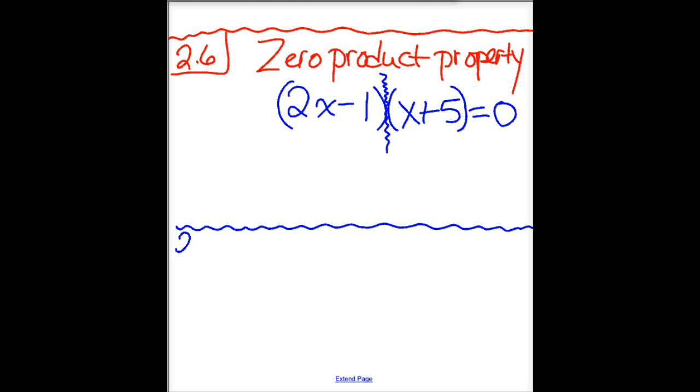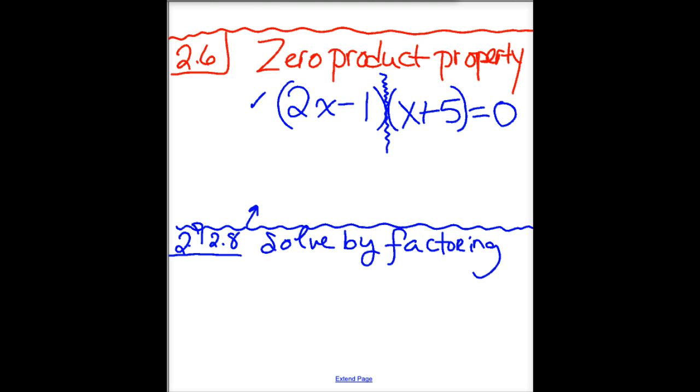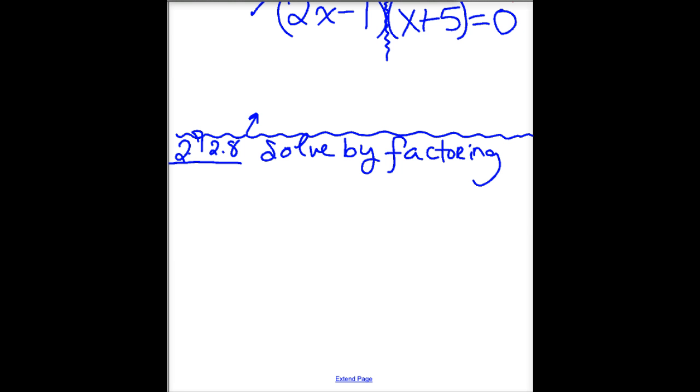Then what we did in 2.7 and 2.8 is we use this zero product property to solve quadratics by factoring. So you'll notice in these problems up here on 2.6, this is already factored, so you really didn't have to worry about it. But when we solve by factoring, we've got to do a little bit more work. The first thing we need to make sure we do is we get it equal to 0. If it's not, we need to put it equal to 0.